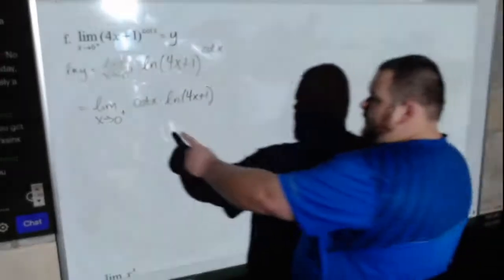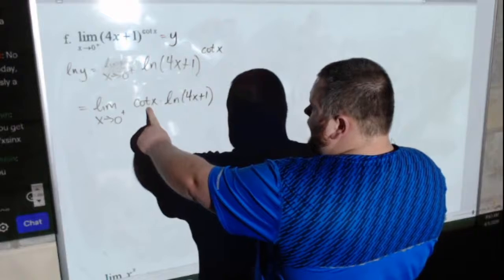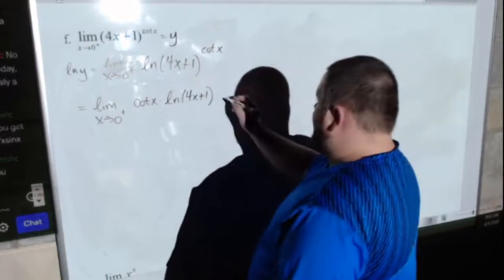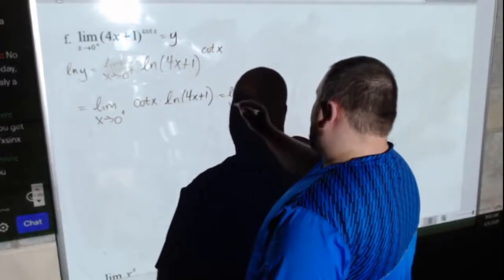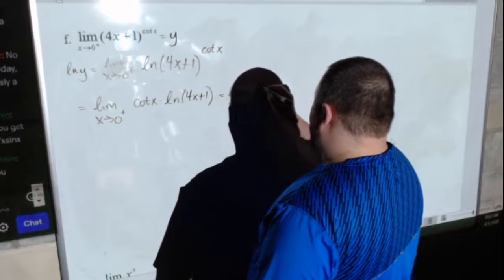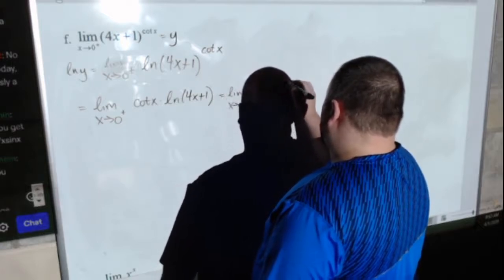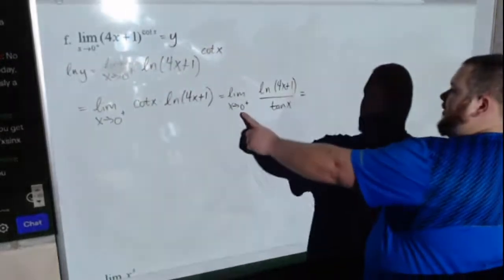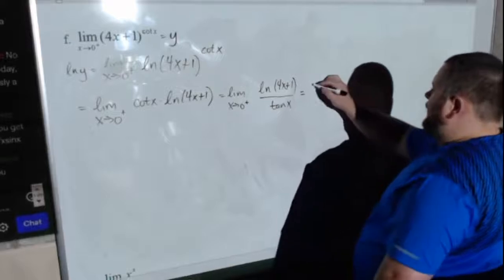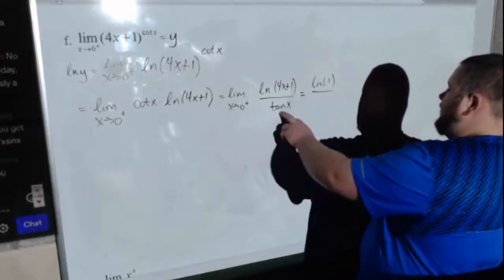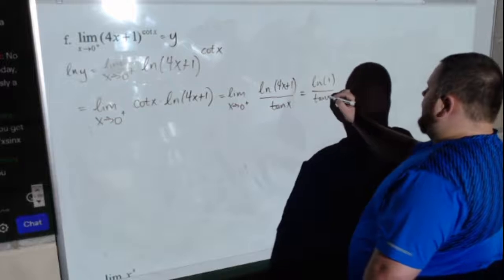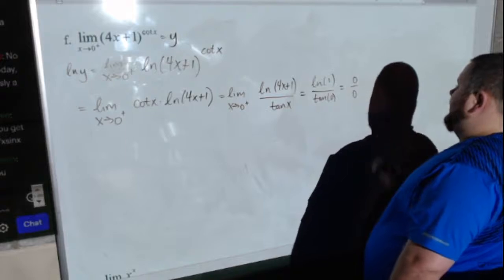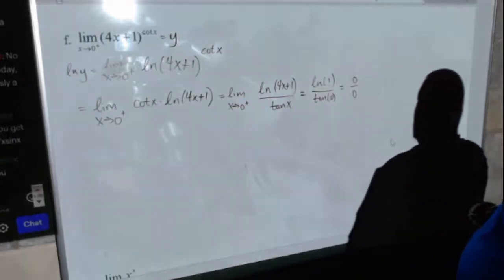So you would take the cotan, which is cosine over sine, and make it 1 over the tangent. Now if we plug in 0, we still get natural log of 1, and on the bottom, tan of 0. So that's 0 over 0, which is good. That means we can use L'Hopital's rule.